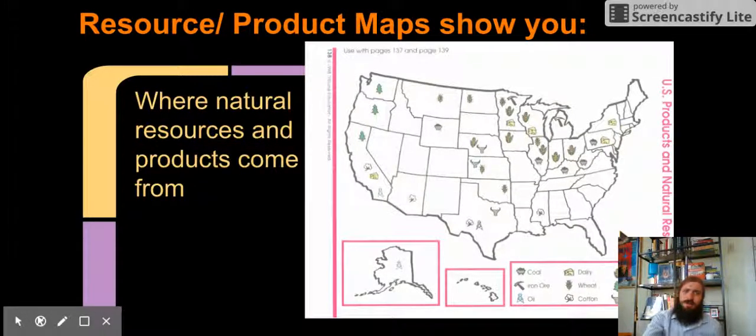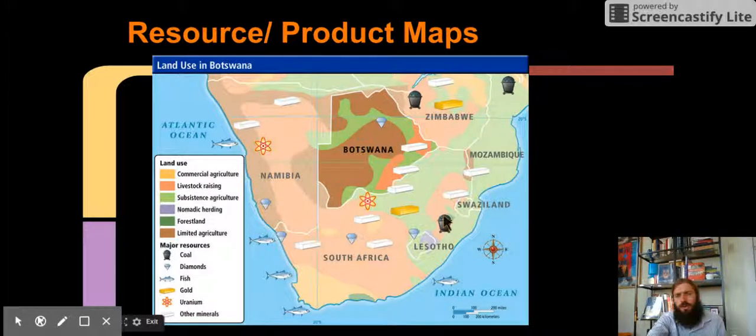The next type of map you'll learn about are resource maps. Resource maps show you where natural resources and products come from. Use this information to fill out the first box on part 1 of your worksheet. This resource map is of the United States. It can show you where wheat, corn, cattle, and cotton come from. Here's a resource map of South Africa that shows us where diamonds, gold, or coal come from.